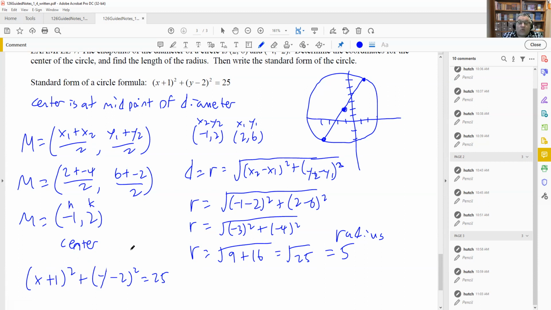So again, all I did was plug it back into the original formula that we had, x minus h squared and y minus k squared. So I had that one listed. Okay.